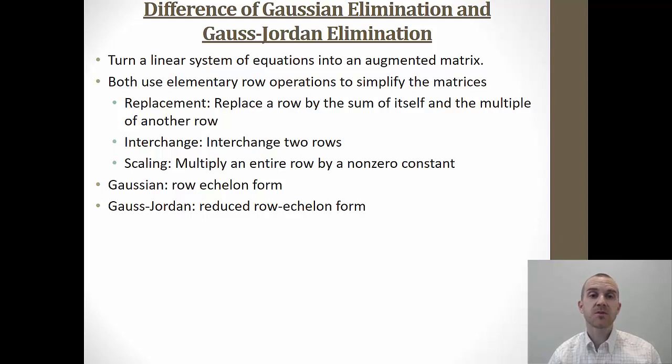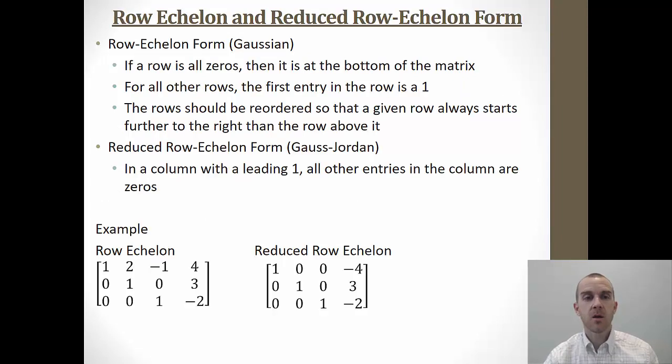Now, the difference between the Gaussian and Gauss-Jordan elimination is that Gaussian elimination stops at row echelon form, whereas Gauss-Jordan uses reduced row echelon form. So you might ask yourself, well, what does that mean? When we talk about row echelon form, if there's a single row of all zeros, that goes to the bottom of the matrix. For all other rows, the leading entry will be a 1. And it should be in the top left and then going diagonally to the bottom right.